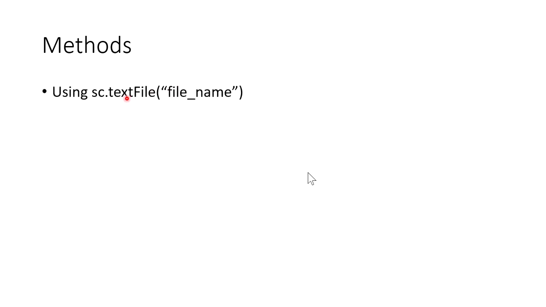There are several methods you can use to read a CSV file into Spark. The first one is using the textFile method in the Spark context. But using this, you have to parse the file yourself, because it simply reads the file as a text file. We'll show you later.